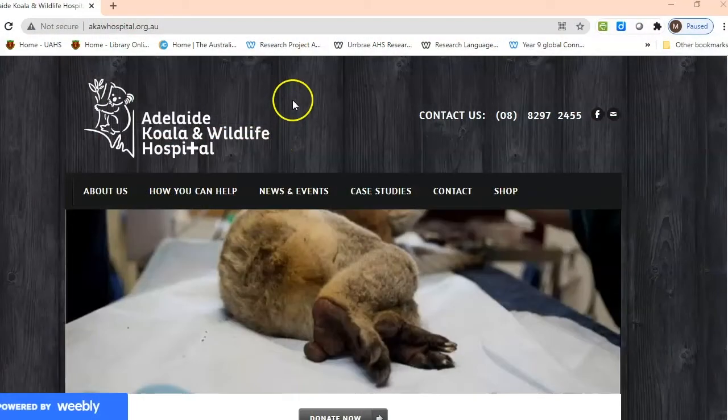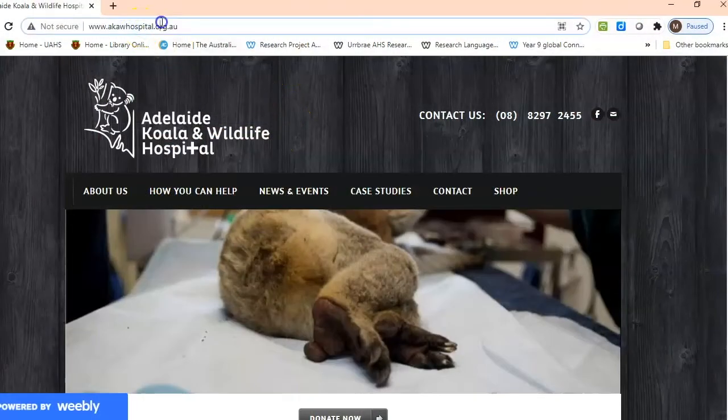Another common domain extension is .org. .org means an organisation. It is most commonly used for non-profit organisations such as World Wildlife Fund or the United Nations. It can also sometimes be used for websites that aren't necessarily for profit, but that provide the public with free information and resources, just like this one, the Adelaide Koala and Wildlife Hospital.